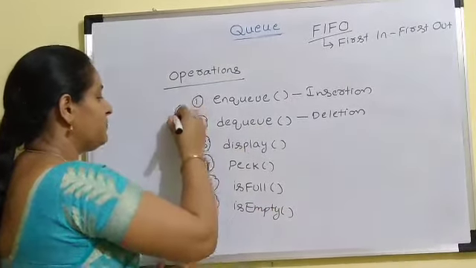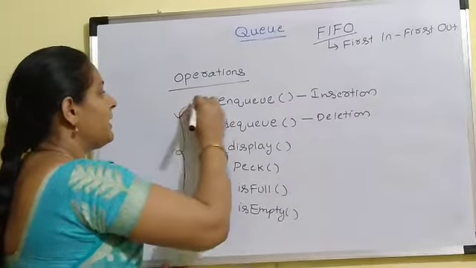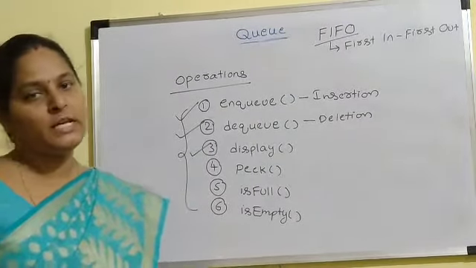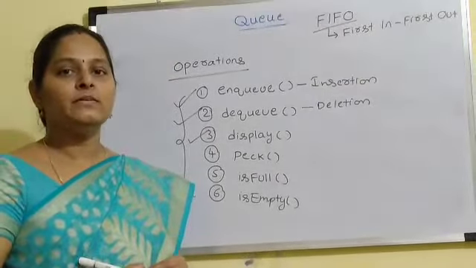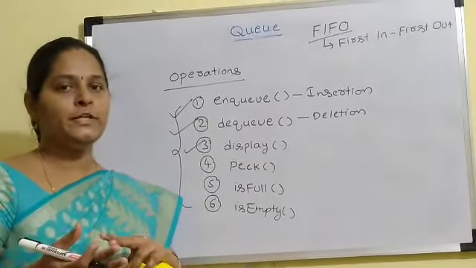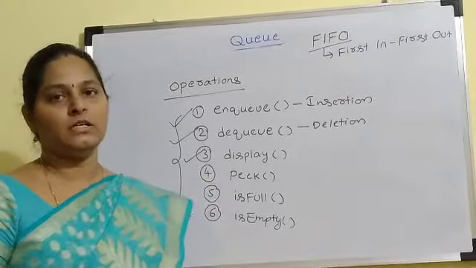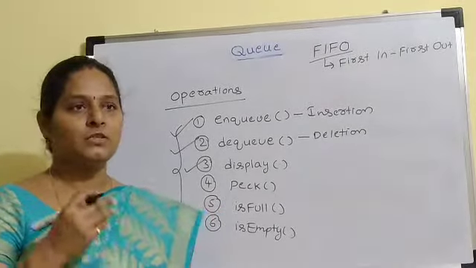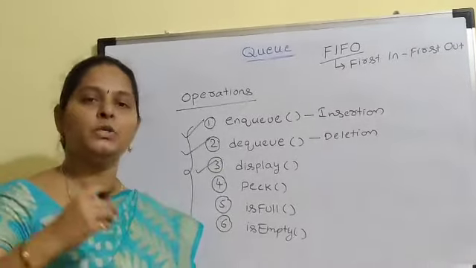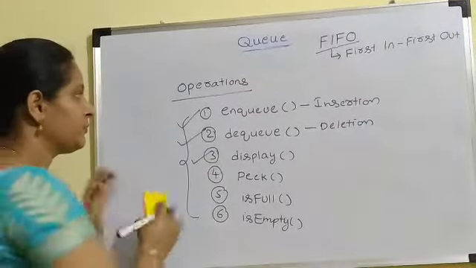Out of these 6 functions, NQ, DQ and display, these 3 are very important operations in a queue. Let us see these 3 operations with examples. In the next video, I will explain the code for all these operations. Now see one example, how to insert the elements into the queue and how to remove the elements from the queue.